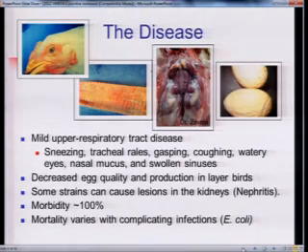The virus is highly infectious, very contagious, so the morbidity is usually 100%. However, mortality can vary depending on whether it's a nephropathogenic virus causing kidney lesions, which can increase mortality, or it's a disease that becomes complicated with other viruses, upper respiratory viruses, or bacteria like E. coli. Then we can have a much higher mortality associated with this disease.